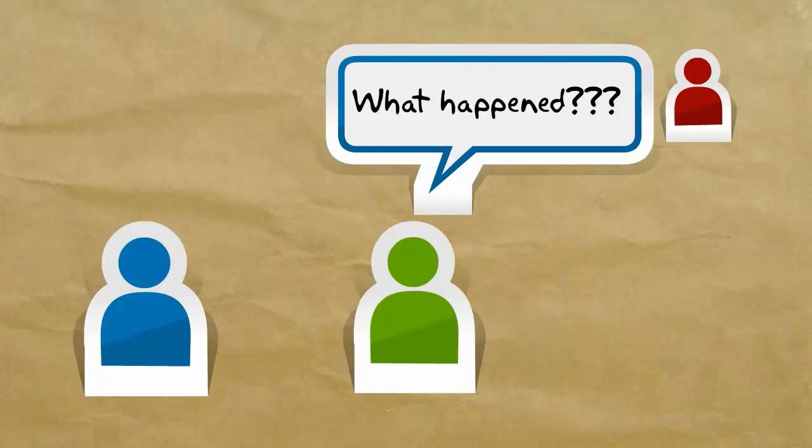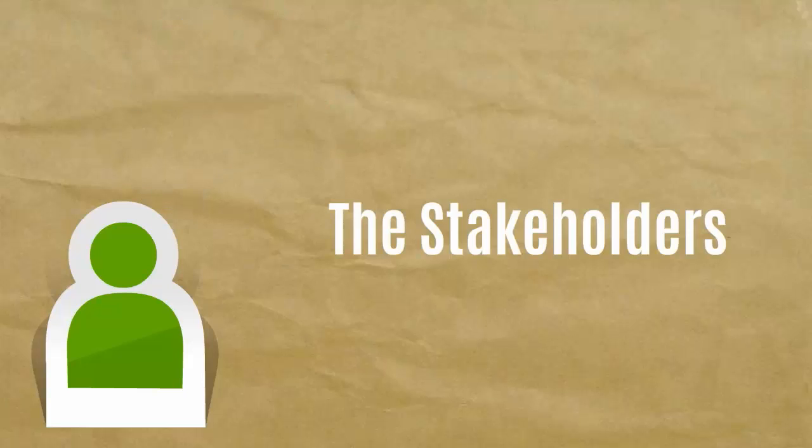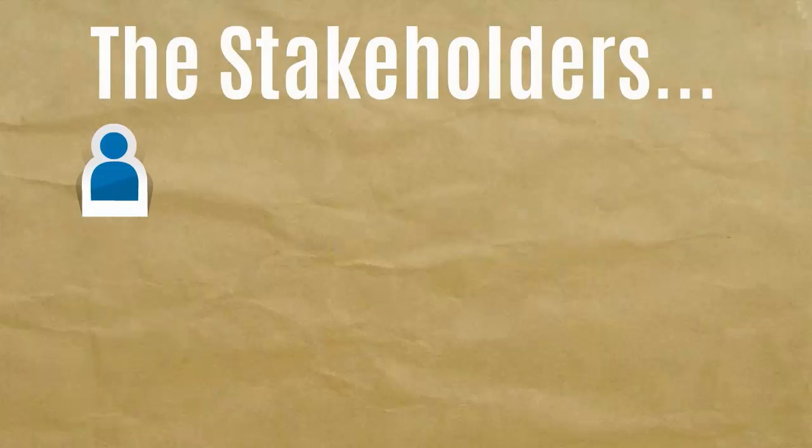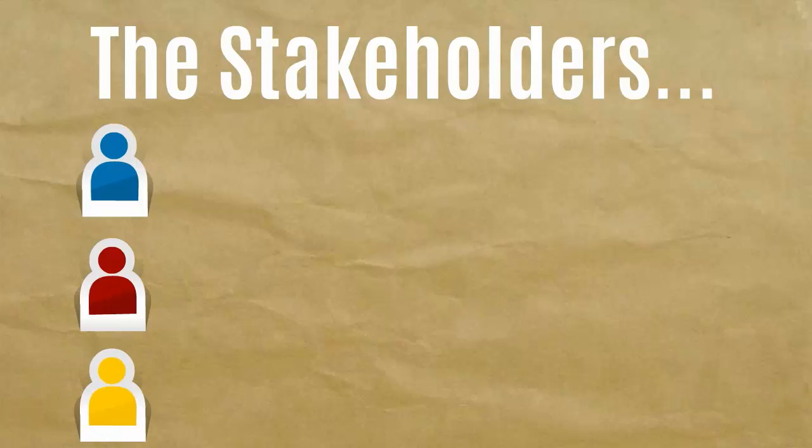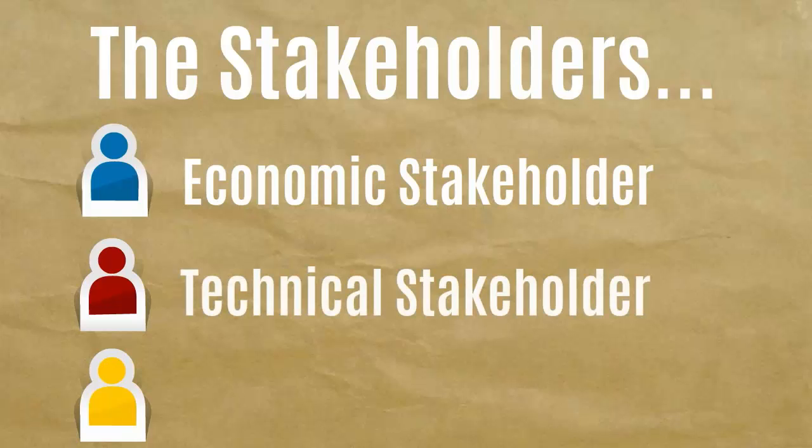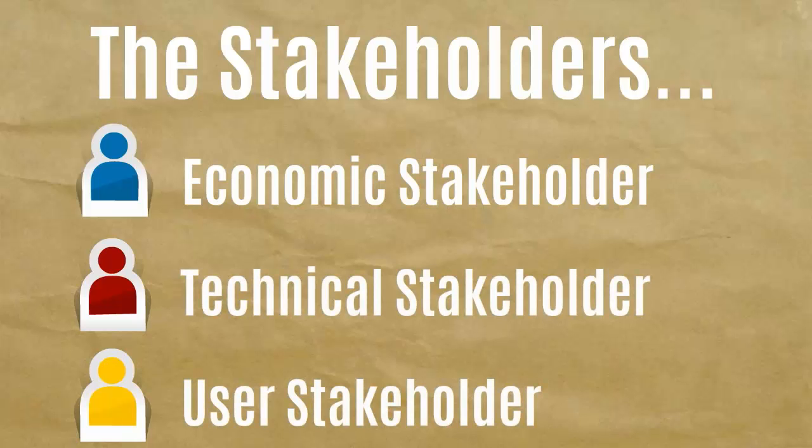Well, if you want to mitigate the risk of this ever happening again, or if you want to do everything that you can to avoid it from happening to you, then here's one thing that you need to make sure that you've covered off in every single deal: the stakeholders. Did you know that in every single B2B sale, there are always three stakeholders involved in the decision process? There's always an economic stakeholder, a technical stakeholder, and a user stakeholder.